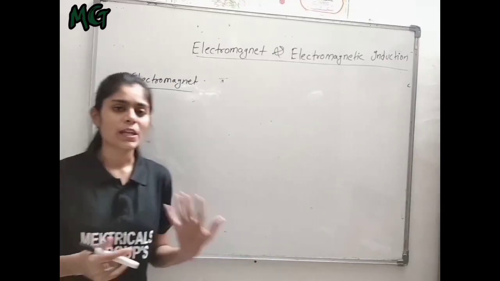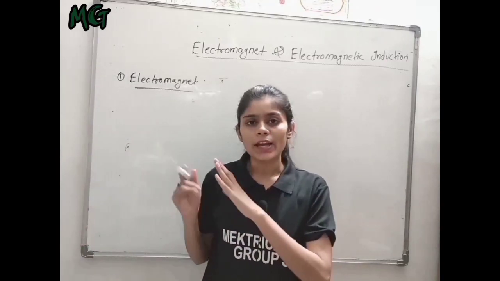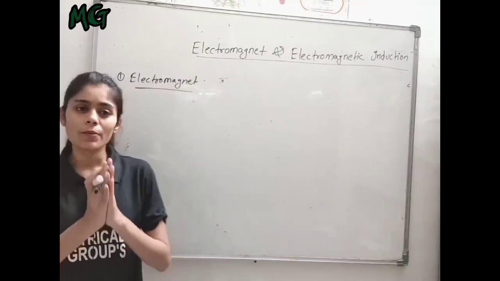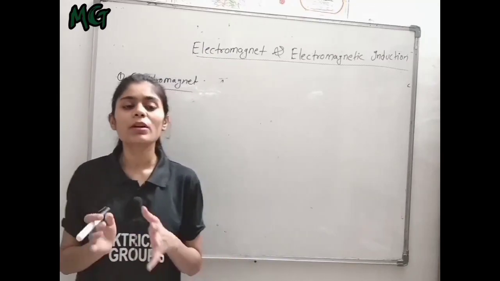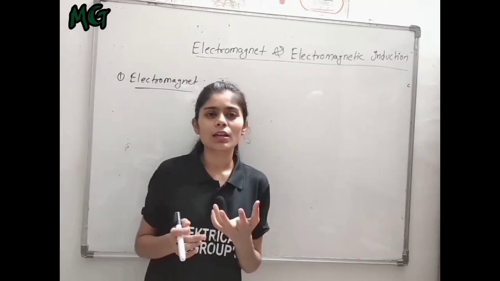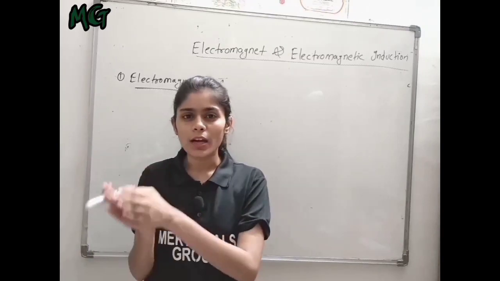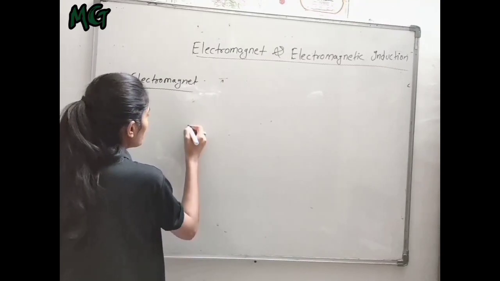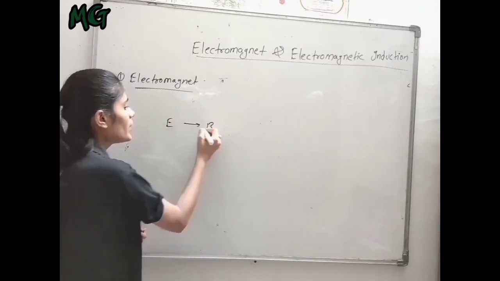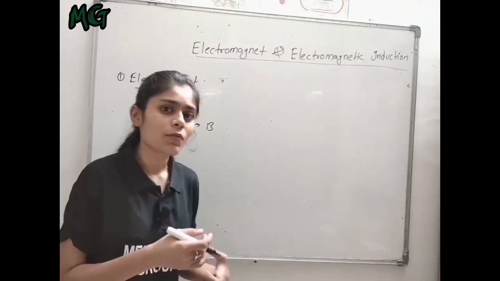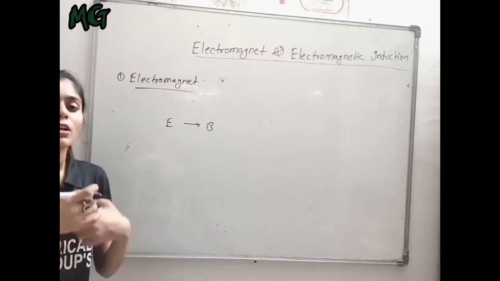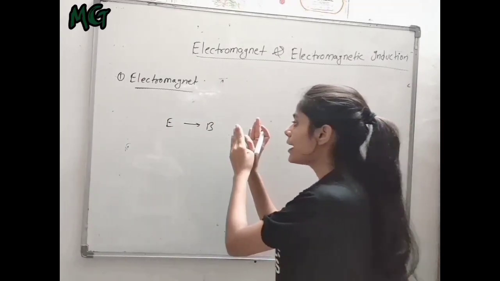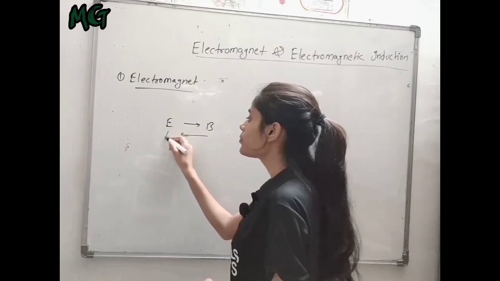After Oersted's experiment, it was proved that when there is a flow of current through a conductor, a magnetic field is produced. Then there was another scientist named Faraday. He was thinking, because of electric field, magnetic field is producing. Is the converse also true? Is it possible that because of magnetic field, electric field is produced?